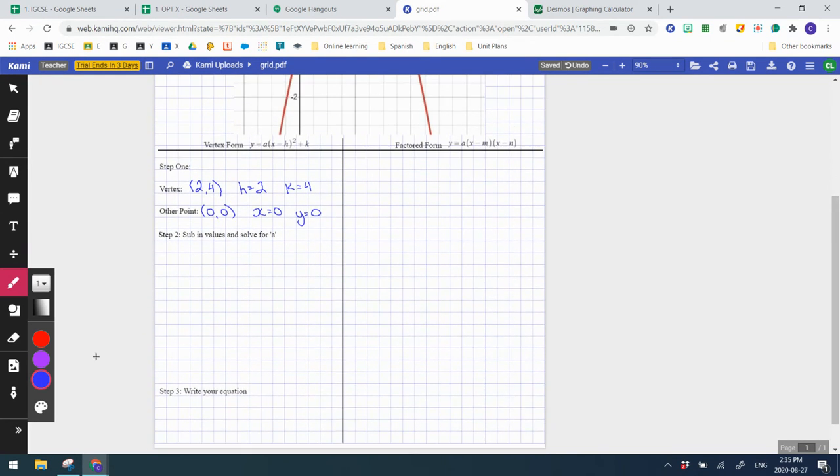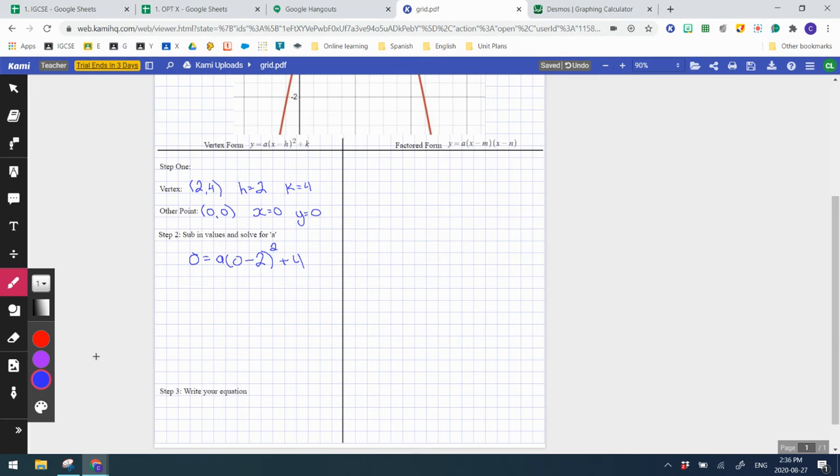So then it says sub in values and solve for a. So now I'm going to put these values into this equation up here and solve for that a. So y is 0. So I'm going to have 0 equals a, it's going to stay a. X is also 0, so I'm going to have 0 minus my h value of 2, squared, and a k value of 4.